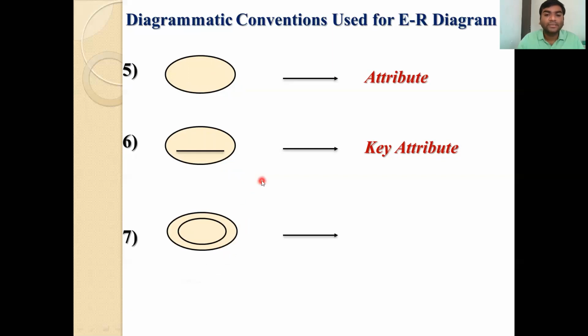So double oval is used to represent the multi-valued attribute. Suppose your mobile number, you are having more than one mobile number. Email ID, a lot of students have more than one email ID. Such an attribute is represented as a multi-valued attribute, meaning that particular property or characteristic has multiple values. So they are represented by the double oval.